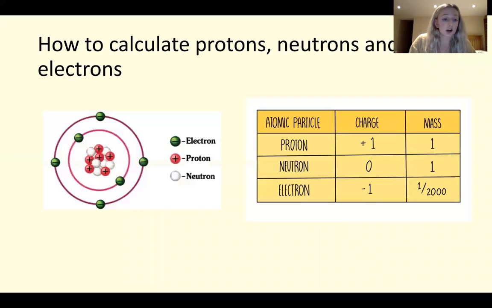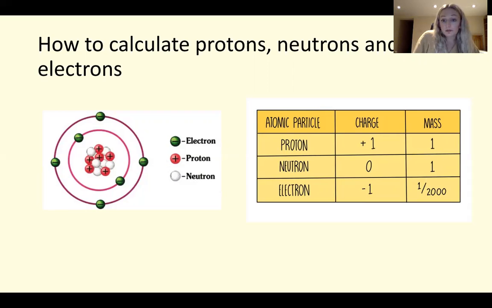We've got our little picture of the atom here with our protons and neutrons in the nucleus in the middle and the electrons going around the outer electron shells. Then we have our very important table of the charge and the mass of the atomic particles. The protons are positively charged. You can remember that as P for positive, or pro as being for something or feeling positive about something.